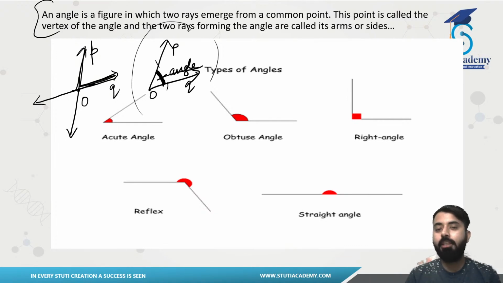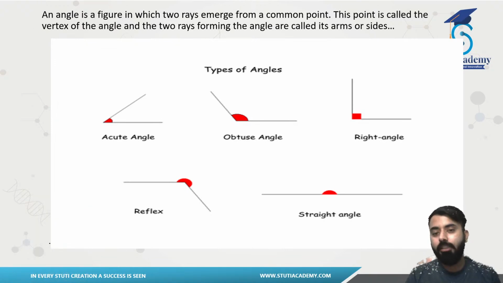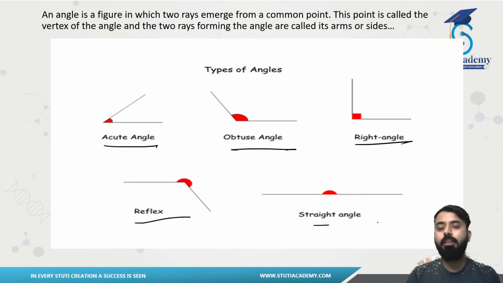I hope you guys understand this and you can remember from your earlier classes also. So angle is what? Angle is generally the distance between two adjacent arms. That is the point I want to discuss with you. So this is the thing. Now we have types of angles with us. These are quite easy. I will be just elaborating them. Acute angle, obtuse angle, right angle, reflex angle, and straight angle.